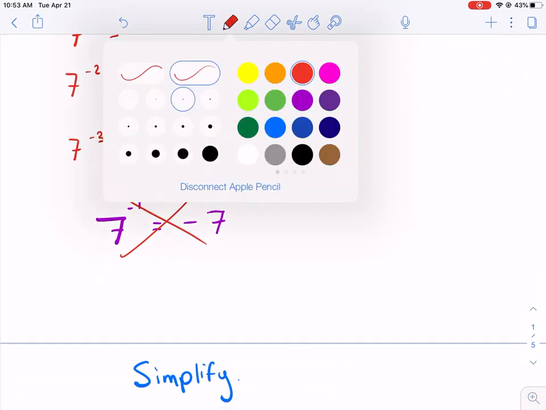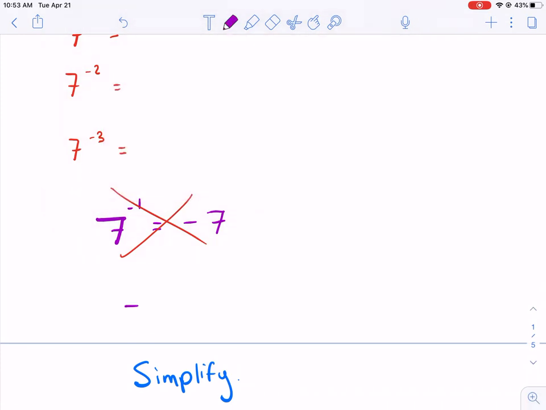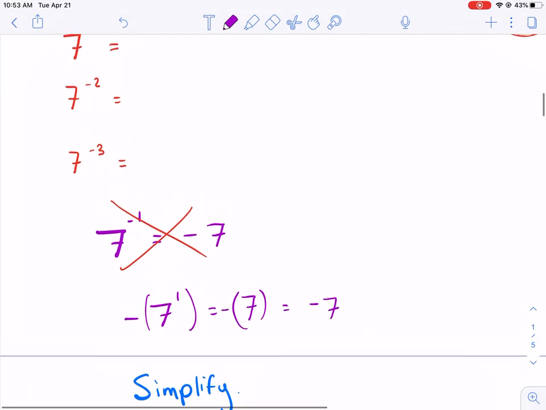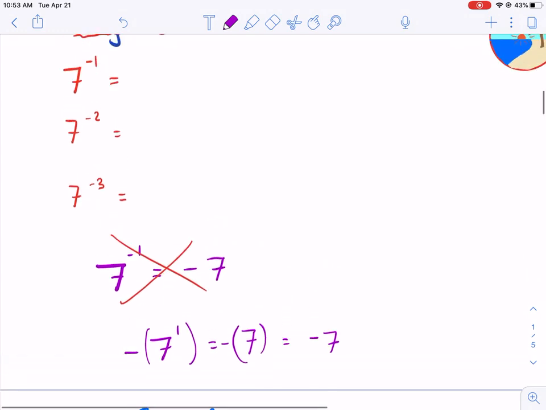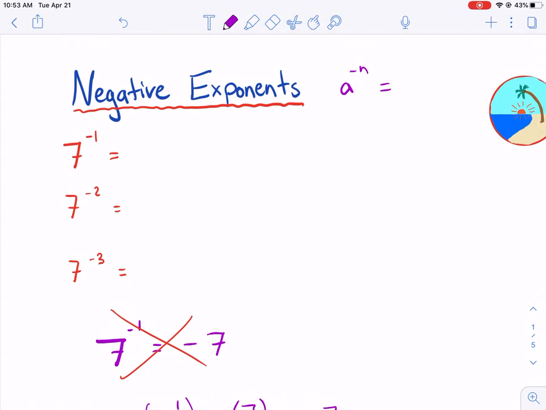Well, if we wanted -7, we would write it like this: -7 to the first power. Okay, what that means is we would do exponents first, order of operations. That's 7, and then we would add the negative sign, -7. Okay, same thing with 7 to the -2, 7 to the -3. That's not what you do, okay? So what does it mean? Well, it means that it is 1 over 7 to the first power.